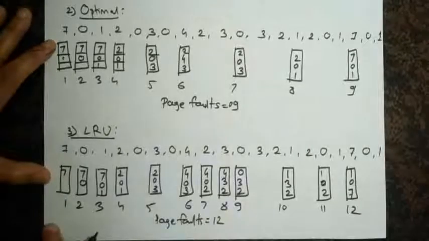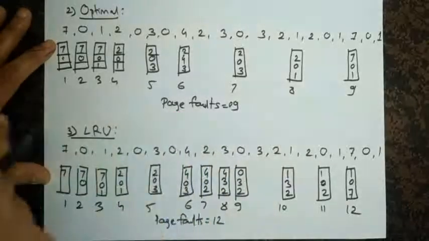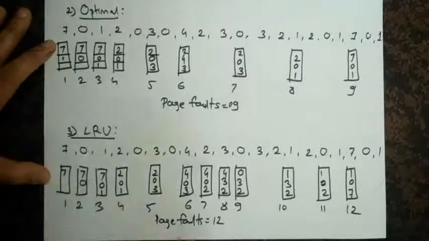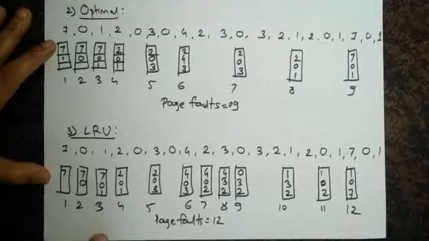So in this case we see that the least number of page faults is in the optimal algorithm, and we have the maximum page faults in FIFO, that is 15. Then the second one is LRU and the third is optimal. So we say that the optimal page replacement algorithm is best.